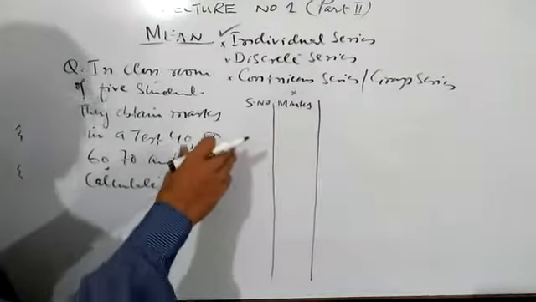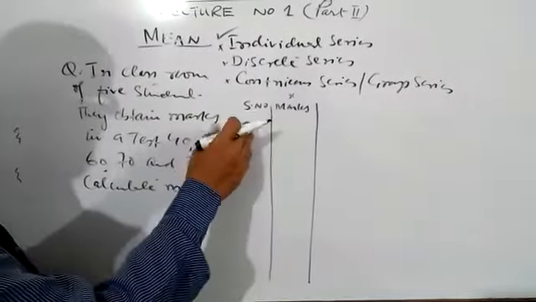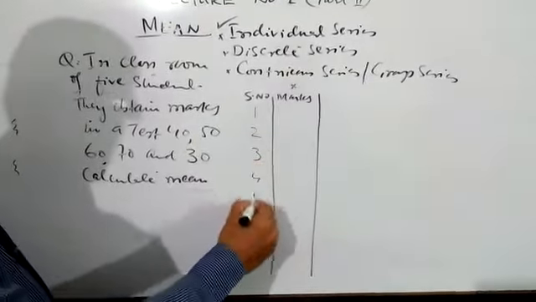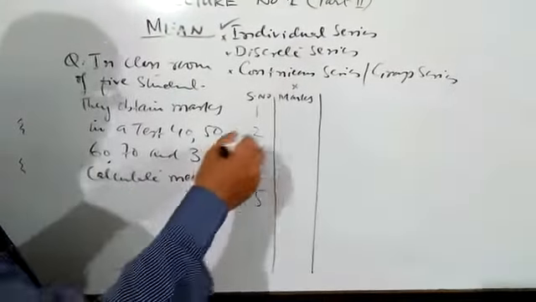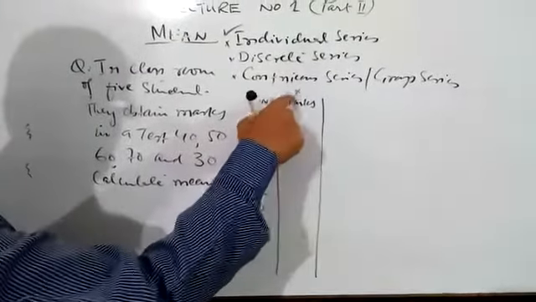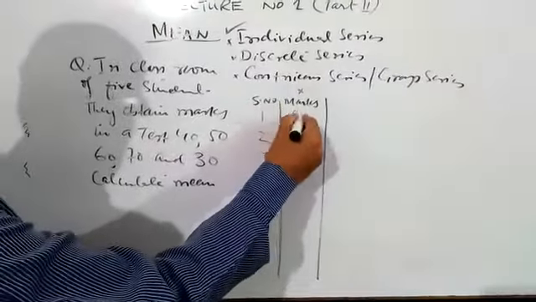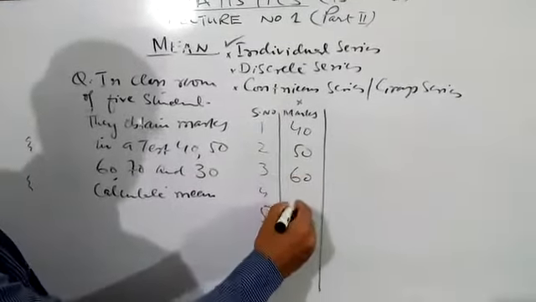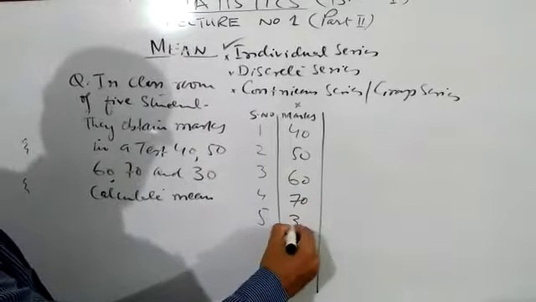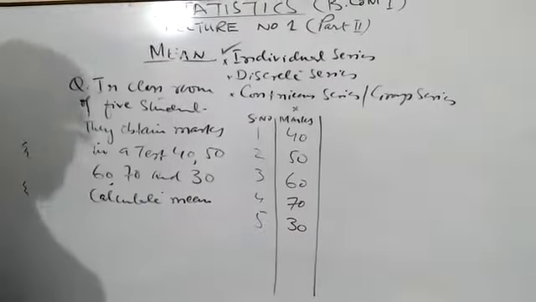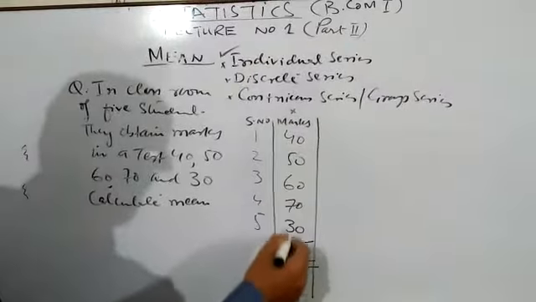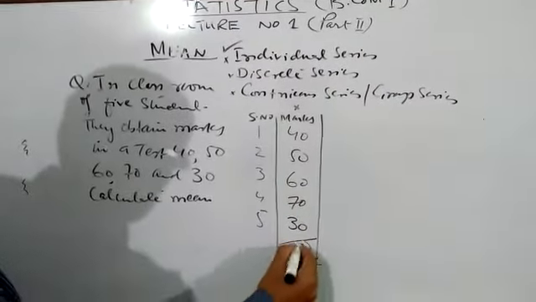At the time of solution, we make two columns. Number one is serial number 1, 2, 3, 4, 5 students, and then put the marks in the marks column, that is denoted as the X column: 40, 50, 60, 70 and then 30. First of all, we will make the summation of this column. The total sum of this column is 250.